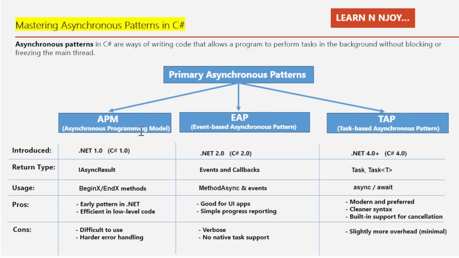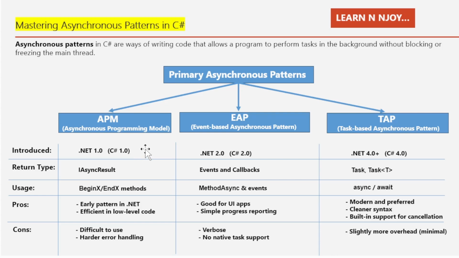APM, Asynchronous Programming Model, is one of the older asynchronous programming patterns in .NET. It uses pairs of begin and end methods for asynchronous operations. If you see, it was introduced in .NET 1.0, C# 1.0, right? So APM was the first asynchronous model in .NET, primarily used in the early versions of the framework. That's what I have mentioned, .NET 1.0 over here.